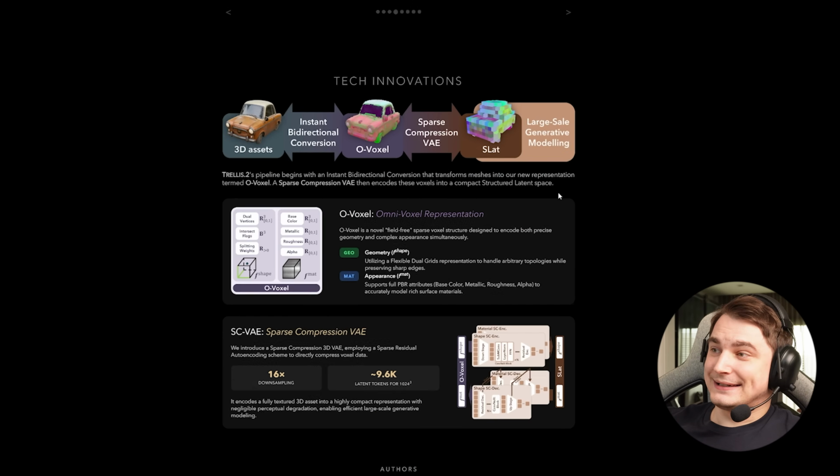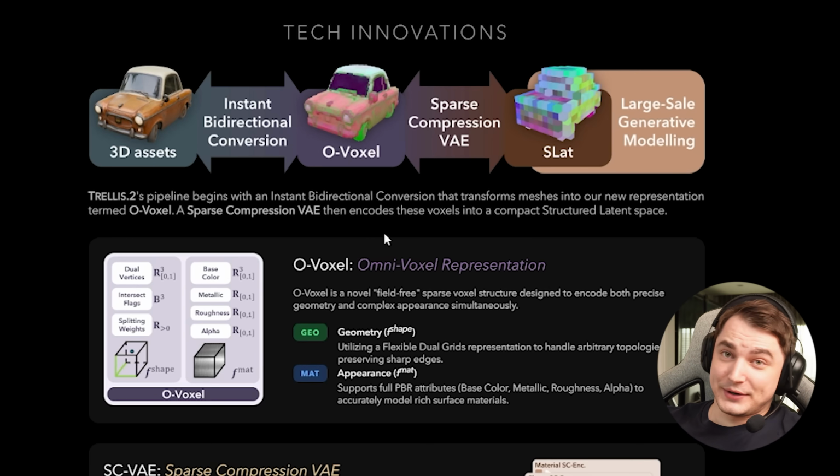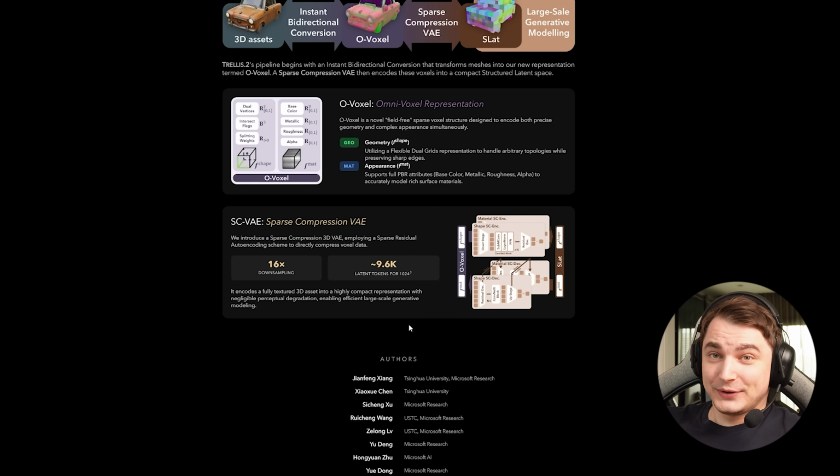Now, they also made some innovation in the way they create the 3D asset, and mainly there is more optimized compression and the so-called O-voxel, which is a new representation that is better optimized and requires fewer tokens compared to alternatives. It makes it possible for us to get higher resolution on consumer-grade GPUs. At least that's what they say.